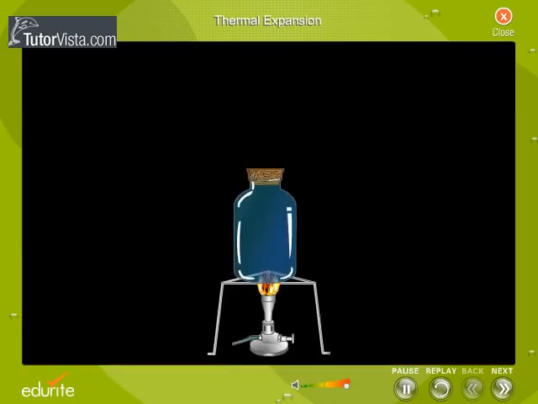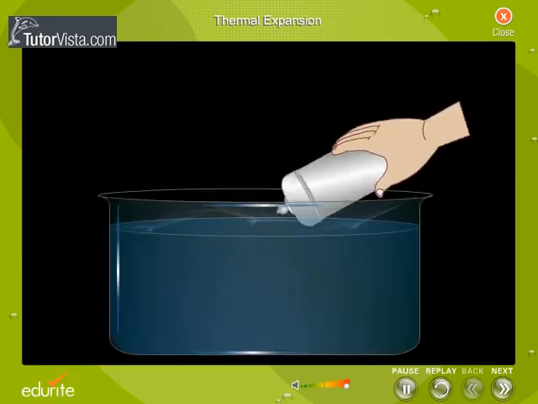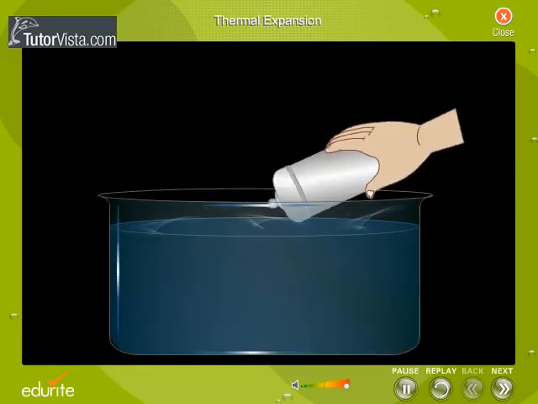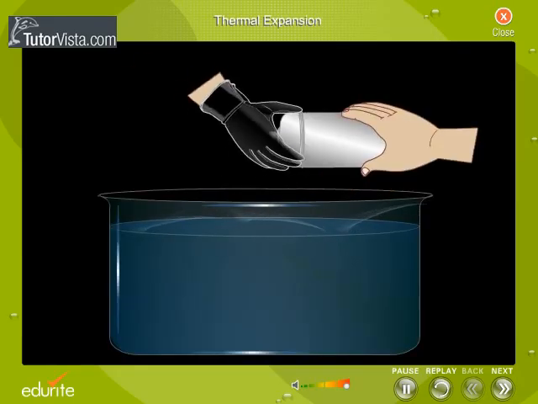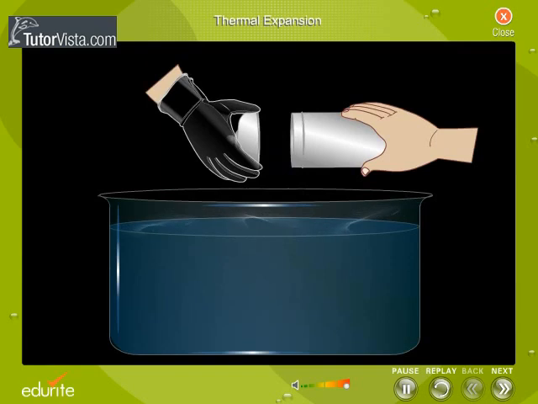A completely filled and tightly capped bottle of water cracks when it is heated due to the expansion of water molecules. Lid of a metal jar can be removed by dipping the jar in hot water. This is because the metal lid expands due to the absorption of heat.